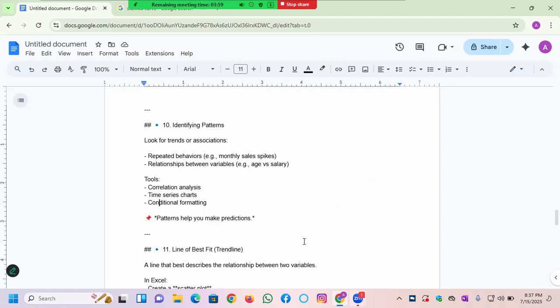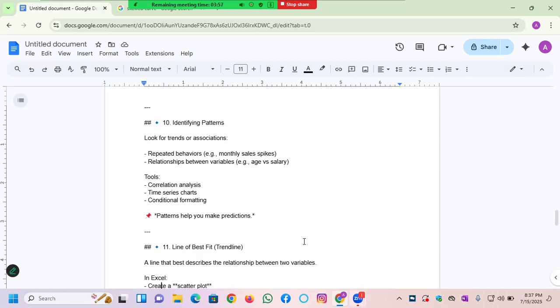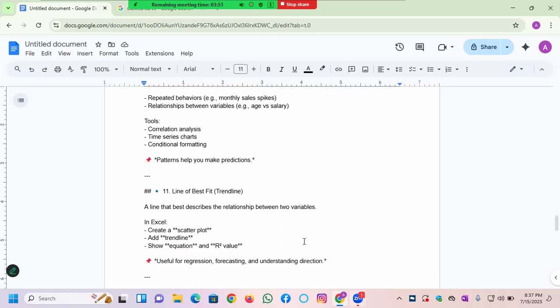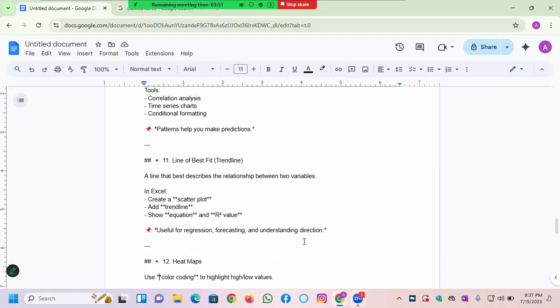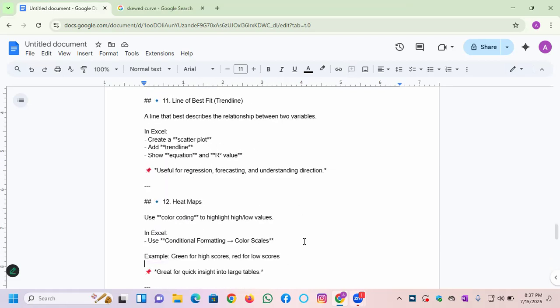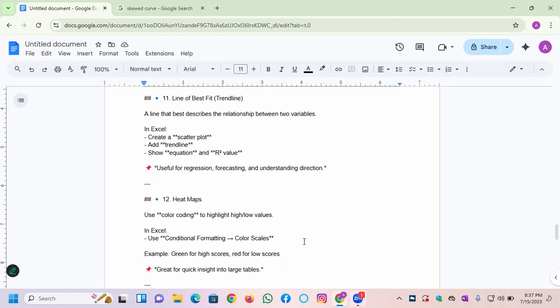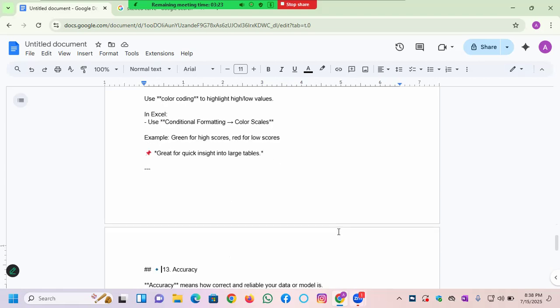Then line of best fit is also very, very important. You will see an equation of a line, like y equals mx plus c, thereabouts. All these things are useful for regression, forecasting, and understanding direction. Line of best fit is also known as a trend line, right? Then we have heat maps. They use color coding to highlight high or low values. So we are still going to make use of all of this as we move on.